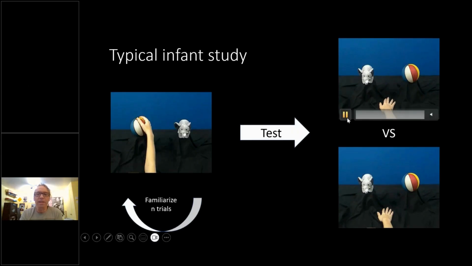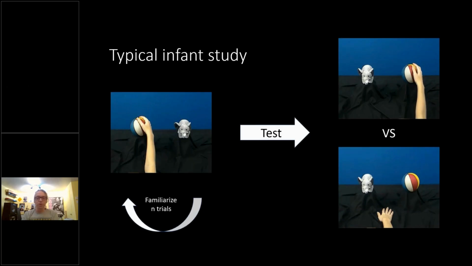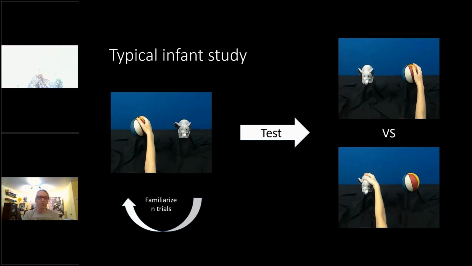So in this case, for example, the hand goes again for the ball, which is in a new location. That would be one type of test event. And in this particular case, the hand goes to the same location that infants were familiarized with, but in order to reach a different toy.